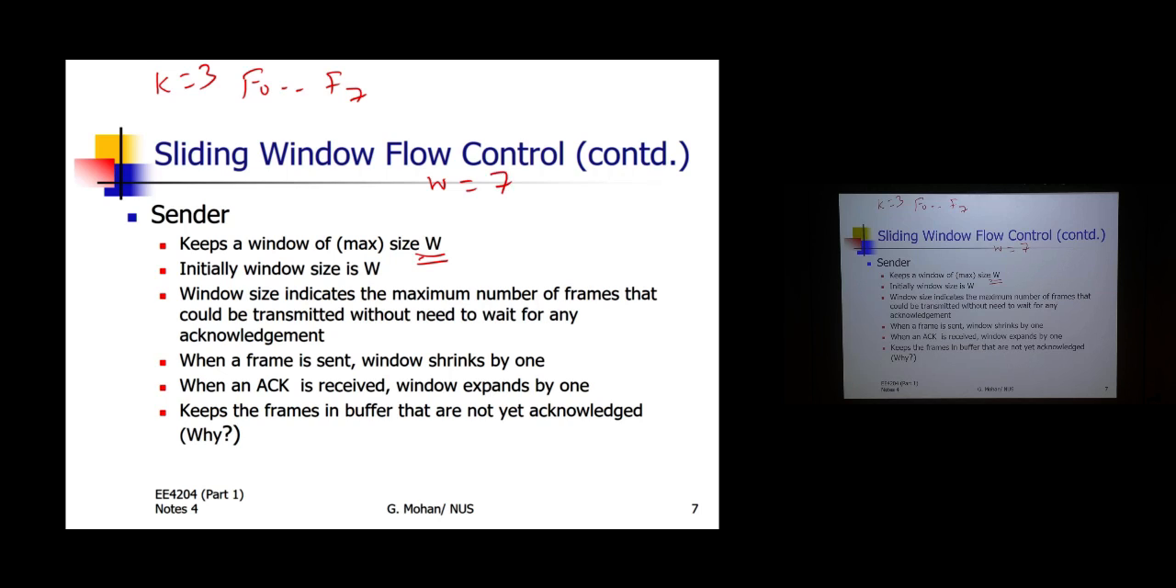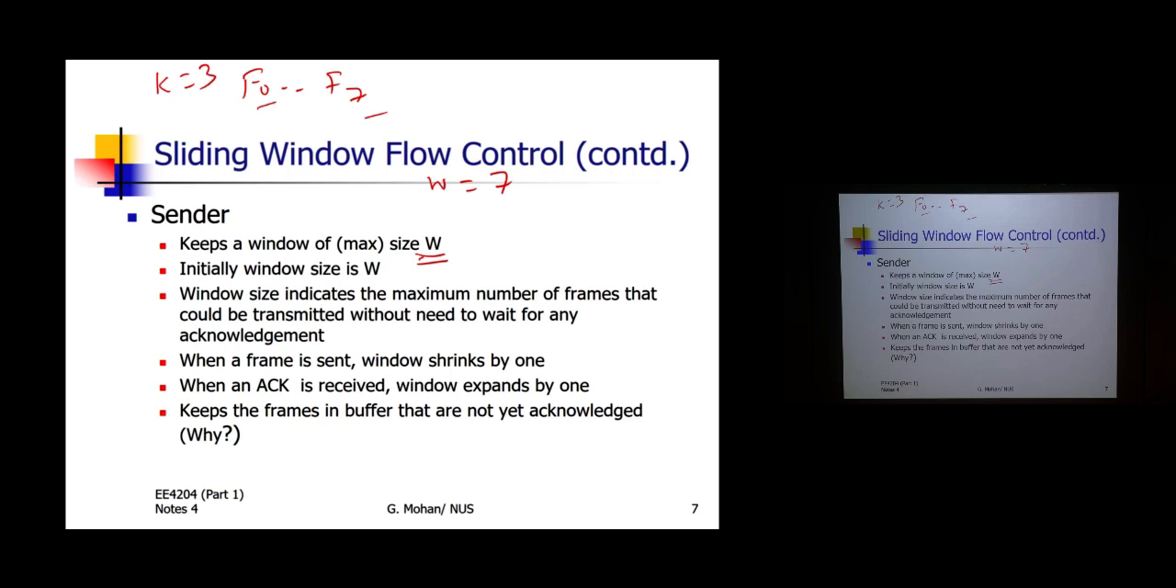Later we will understand W cannot be 8. Maybe we look at one example in the tutorial. Okay, window size cannot be 8. It can be up to 7. Because you can ask, frames are numbered 0 to 7. There are 8 different numbers.